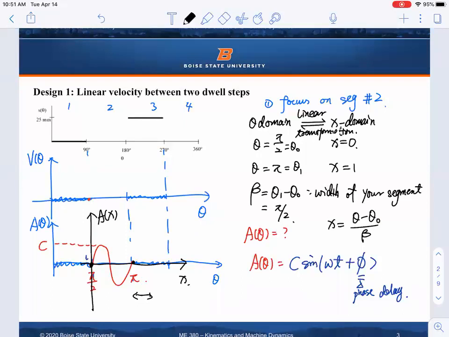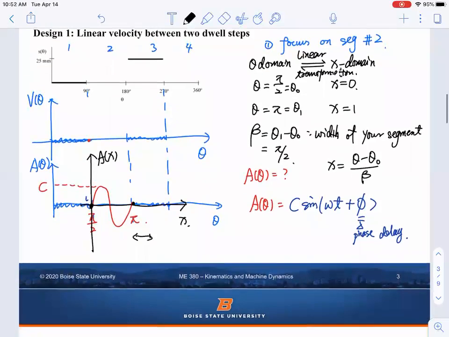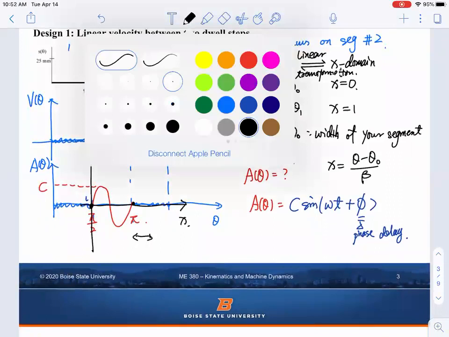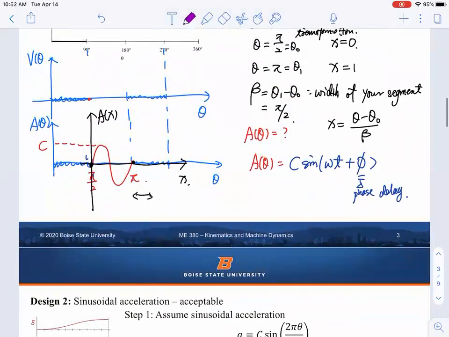So you can see that your x is a linear function of theta, right? Because the slope is 1 over beta. So that means you're stretching your theta axis by 1 over beta so that your theta becomes x. All right, so that's the benefit. That's how we get your x coordinate. So once you have this x coordinate, your segment 2 is no longer in half pi and pi.